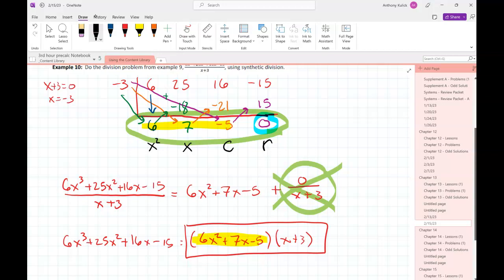Way easier to not make a mistake doing this than the other one, I think, because there's less negative signs rattling around and less arithmetic that's happening. This is just numbers. There's no variables going on. I think it's a much easier process.